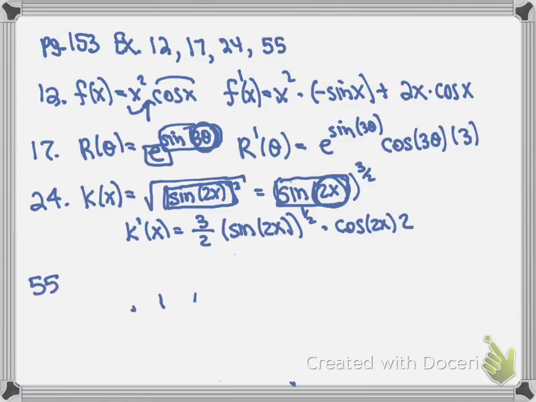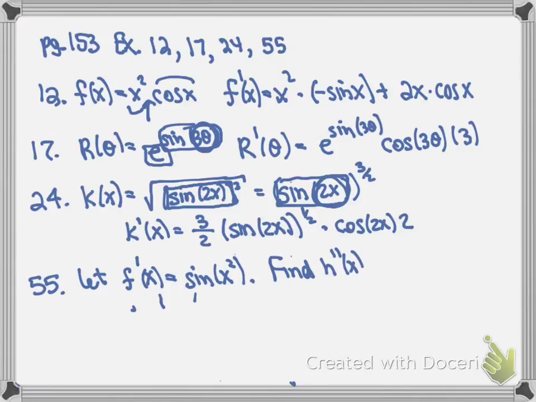Finally, number 55. This looks like fun. It says let f prime of x equal sine of x squared, and you're supposed to find h double prime of x if h of x is f of x squared.